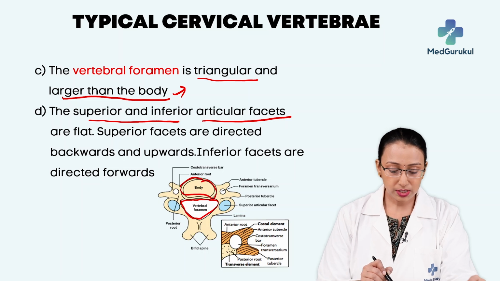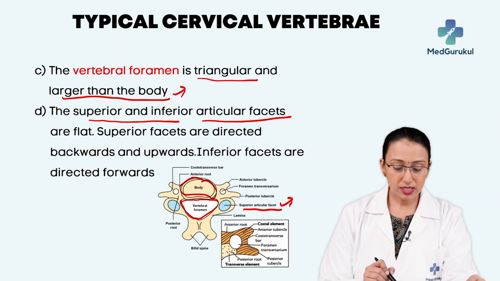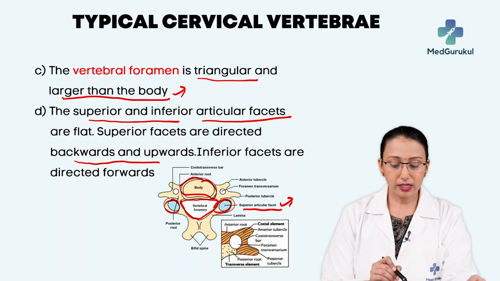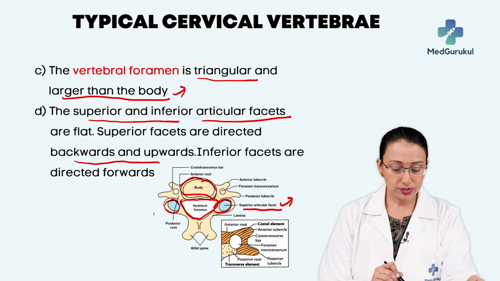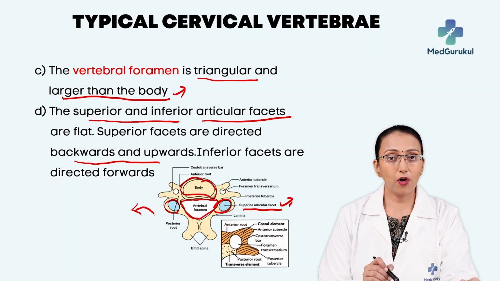Then the superior and the inferior articular facets. So this will be the superior articular facet, and below will be the inferior articular facet. These are flat. So we can see that the superior articular facets are flattened, and the superior ones are directed backwards and upwards, whereas the inferior facets are directed reciprocally opposite, that is, forwards.